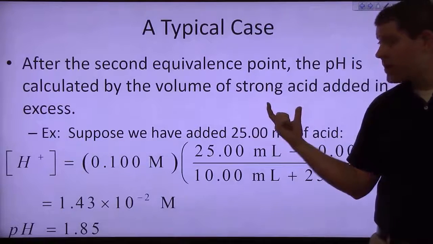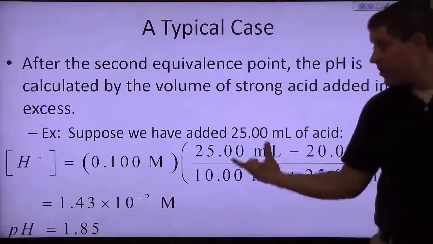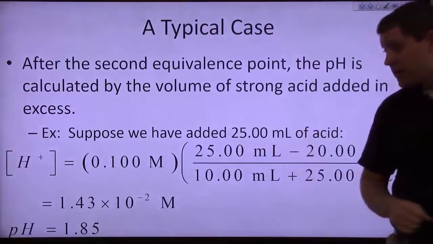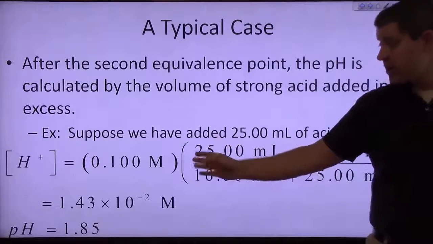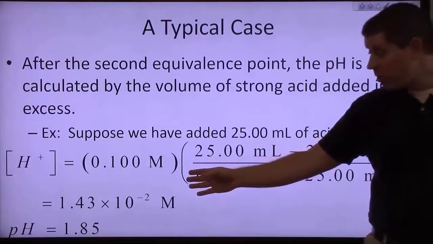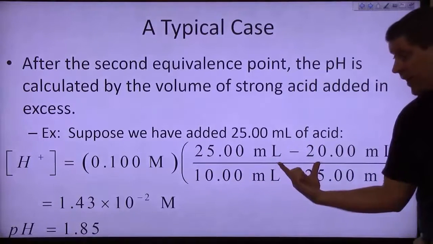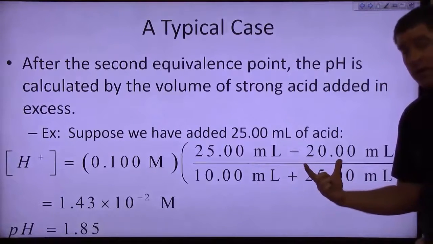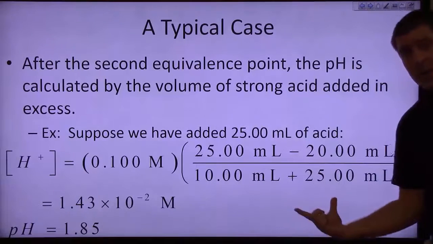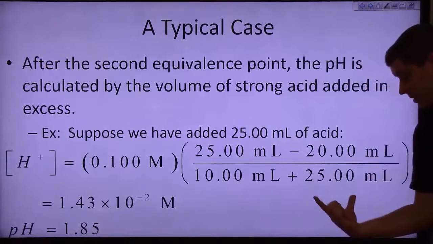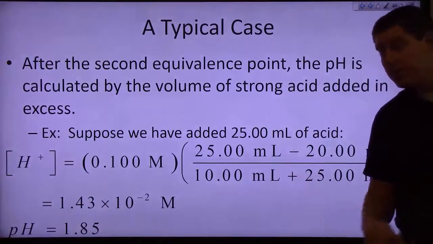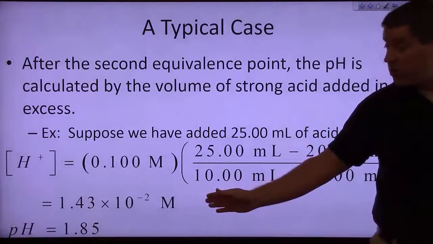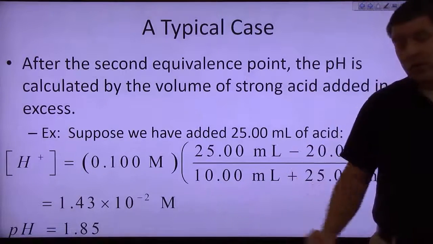Now after point E, this is then after the second equivalence point, the pH is calculated by the volume of our strong acid added in excess. For example, suppose we have added 25.00 milliliters of our acid. In this case then the hydrogen ion concentration is the concentration of our acid, 0.1 molar, times the excess volume of acid, 25 milliliters minus 20 milliliters. We've gone 5 milliliters past the equivalence point, divided by then the dilution factor, so 10 milliliters plus 25 milliliters, our total volume of solution at this point, which gives us a concentration of 1.43 times 10 to the minus 2 molar, and then the pH is equal to 1.85.